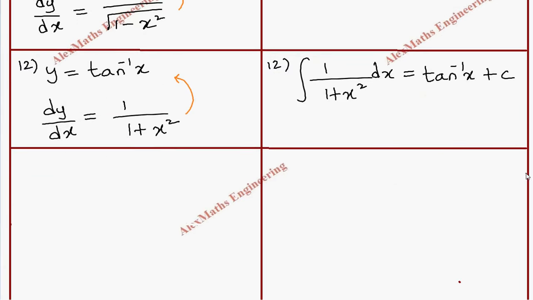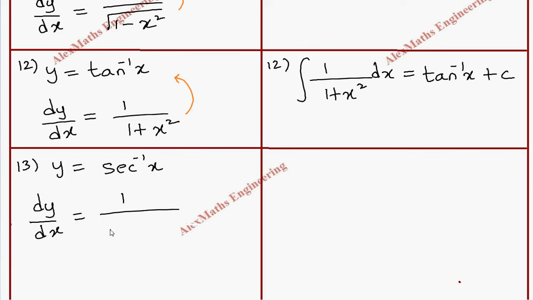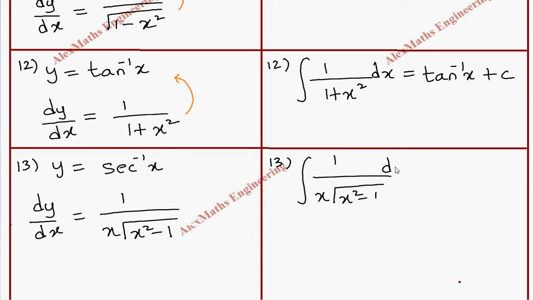The next formula, y equal to secant inverse x, then its differentiation dy by dx is 1 by x root x square minus 1. So using the reverse of this, we can find integration of 1 by x root x square minus 1 dx as secant inverse x plus c.